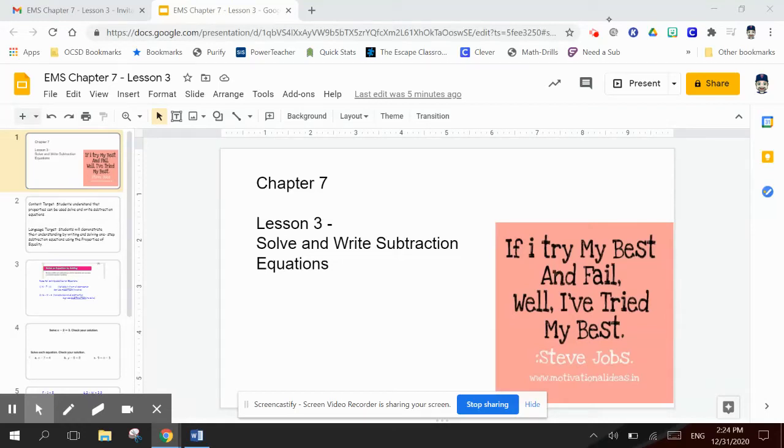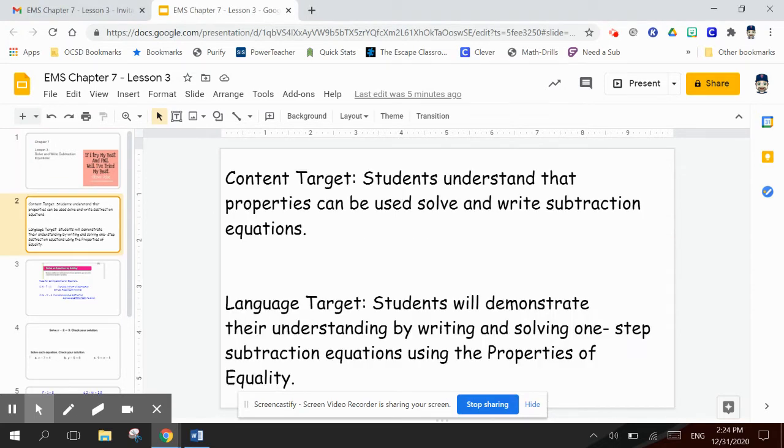Chapter 7, Lesson 3, Solve and Write Subtraction Equations. Content target: students understand that properties can be used to solve and write subtraction equations. Our language target: students will demonstrate their understanding by writing and solving one-step subtraction equations using the properties of equality.